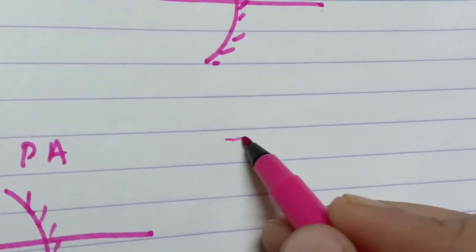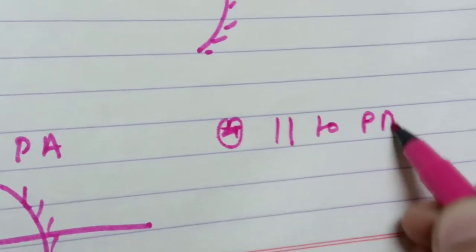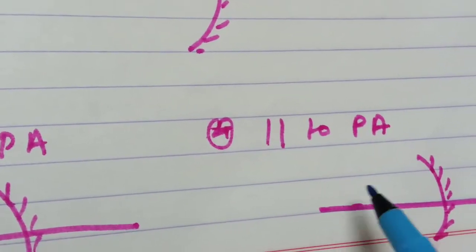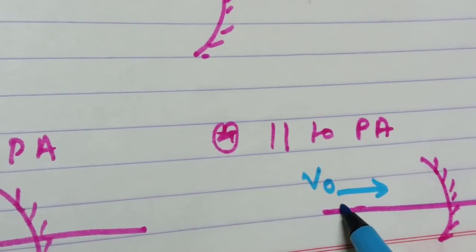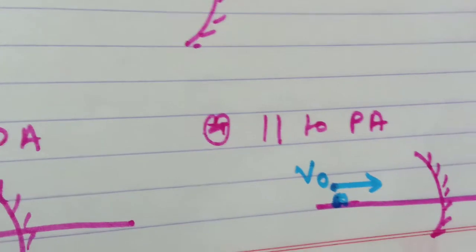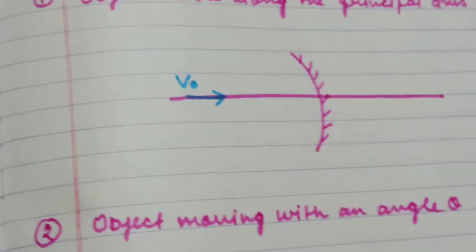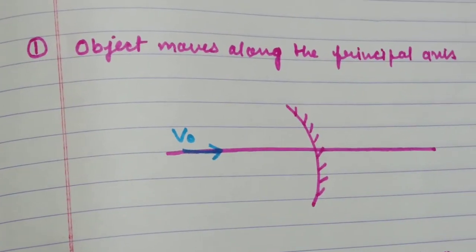object moving parallel to the principal axis. This is the spherical mirror. So the object moves parallel to the principal axis. This is the object. Okay, these are the 4 conditions. So today we will discuss only the first condition, that is, object moves along the principal axis.